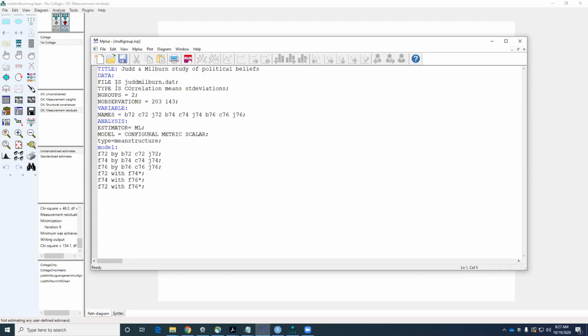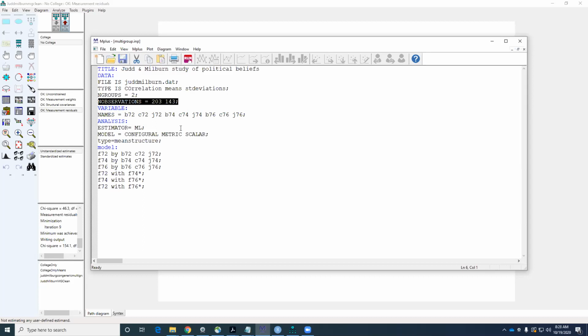I made a summary data set, Judd and Milburn.dat, which consists of means, standard deviations, and correlations. What makes this a multiple group model is my statement of the number of groups equals 2. If I'm inputting summary statistics, like somebody's correlation, I'm also going to have to say the number of observations.